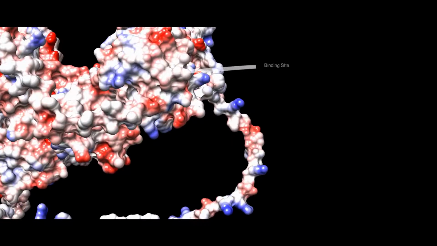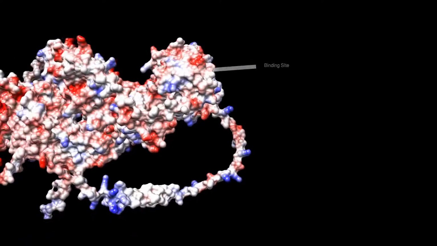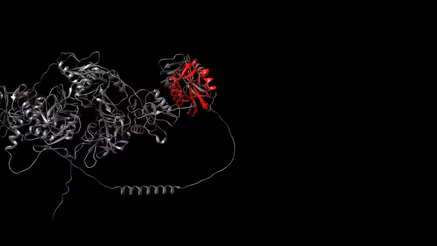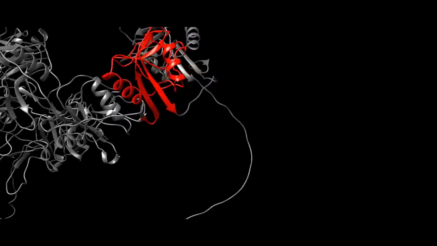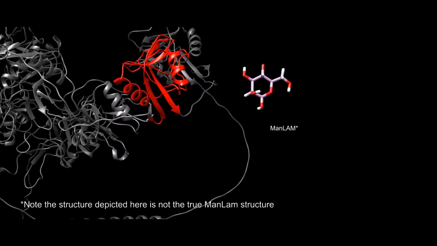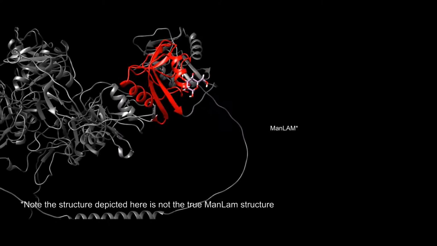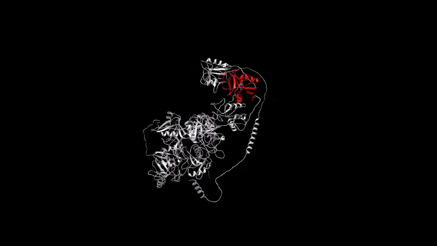Here you can see the binding site in which the mannose receptor's ligand, a cell wall component of MTB called ManLAM, will bind. ManLAM is composed of LAM, which in live MTB gets mannosylated, meaning a mannose cap is added to it. This creates the entire ManLAM ligand.